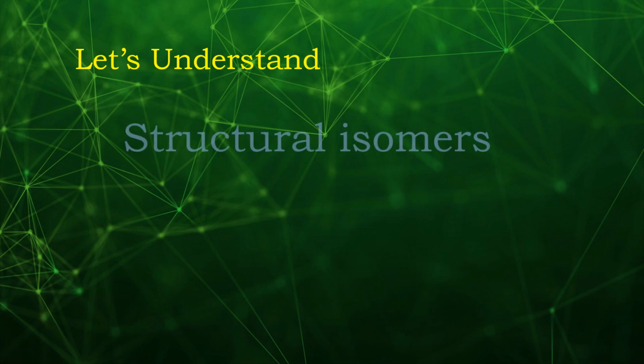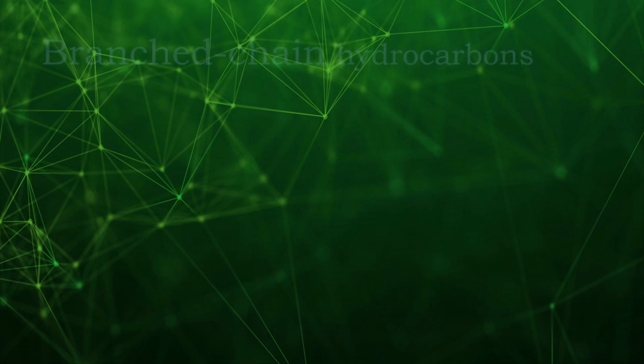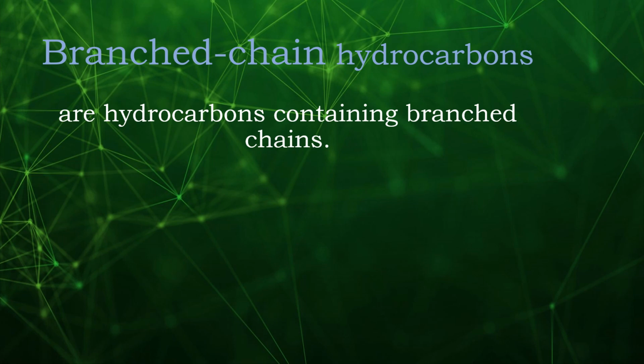The first one is structural isomers. When we say structural isomers, these are compounds with the same molecular formula but with different structural formulas. So later on I will show you an example of that. Then the next one we have is branch chain hydrocarbons. When we say branch chain, from the word itself, these are hydrocarbons containing branch chains.